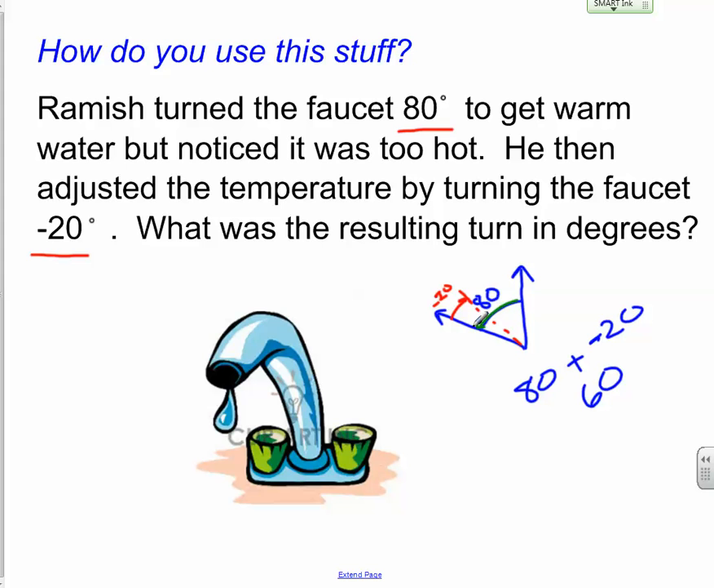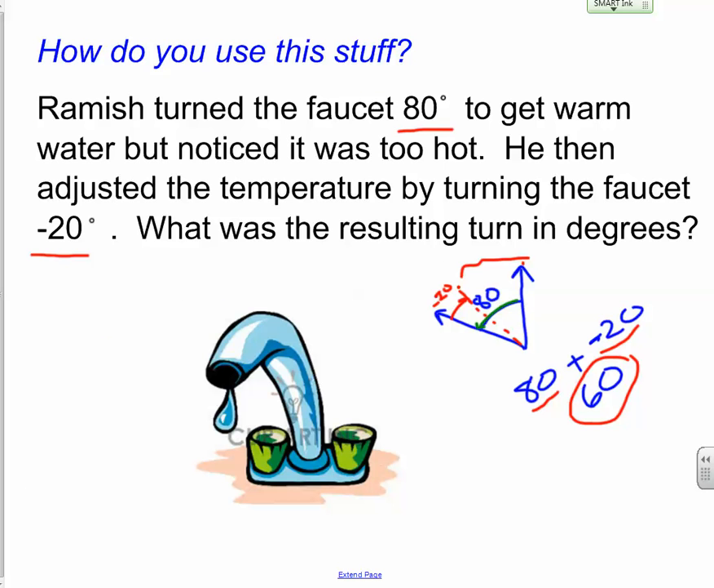And then a clockwise turn is a negative, so we're going to go back 20 degrees. We went to the left 80, we're going to go to the right 20, and the question is, what's the resulting turn? So what's this amount right here from where I started and where I ended? So it's really 80 plus a negative 20, which is 60 degrees. So now my handle is from here to here, which is just 60 degrees, and it's counterclockwise, so it's positive. Really, you're just adding 80 and negative 20, just like we did before.